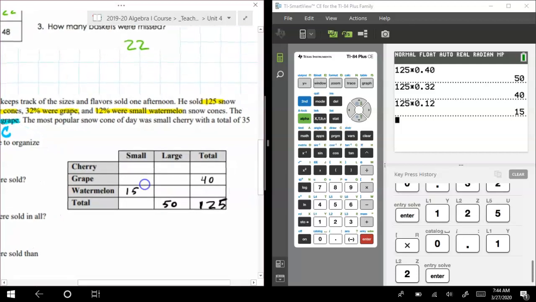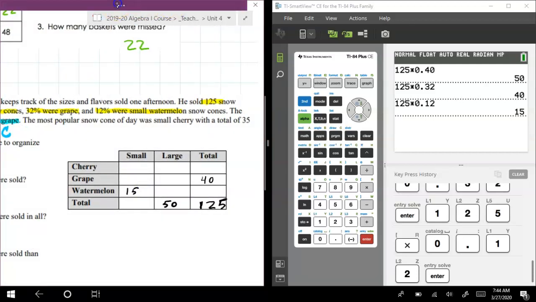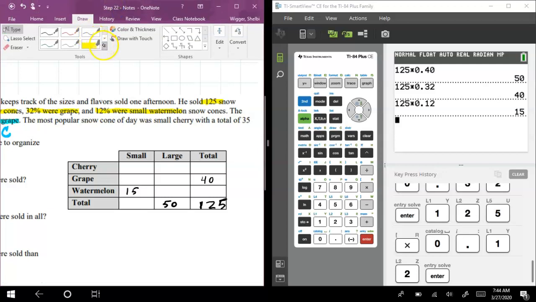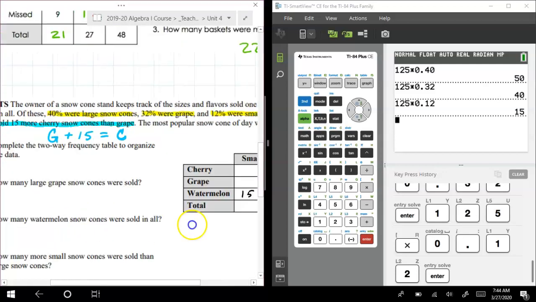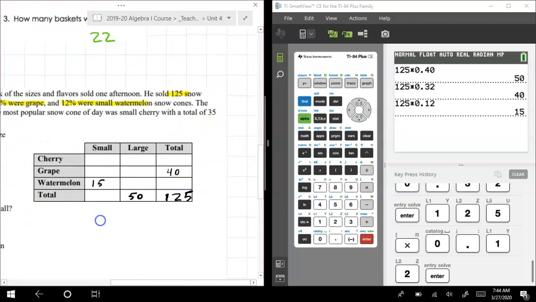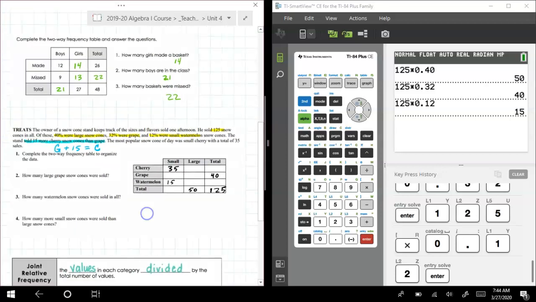We know the most popular snow cone of the day was small cherry with a total of 35 sales. So small cherry had 35 sales.